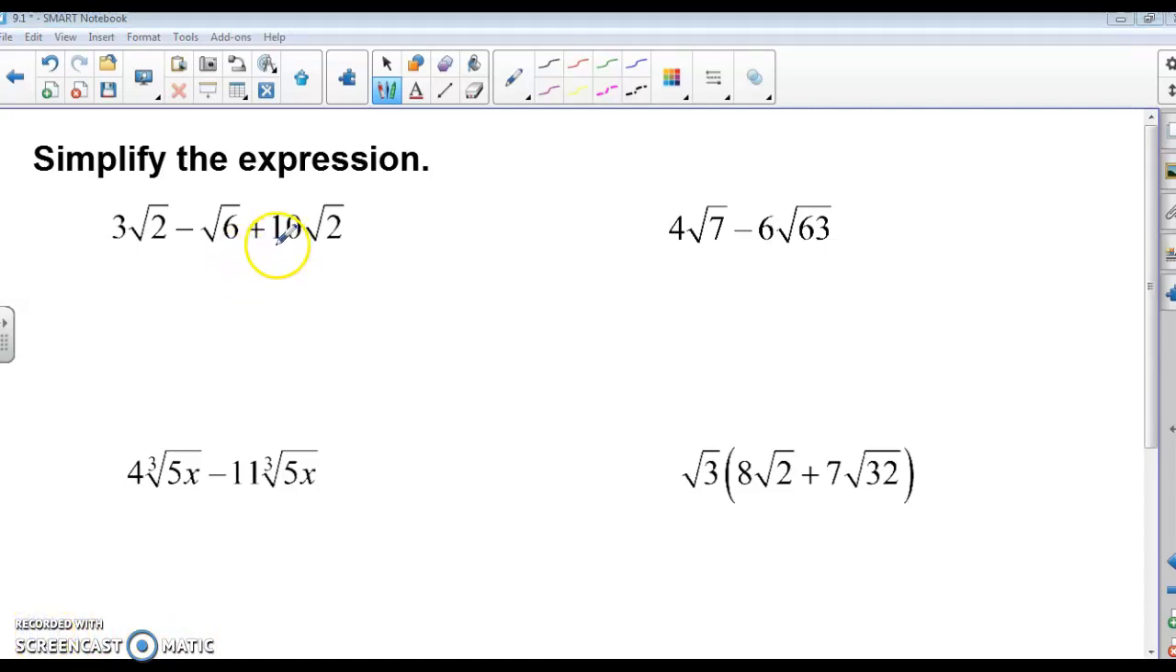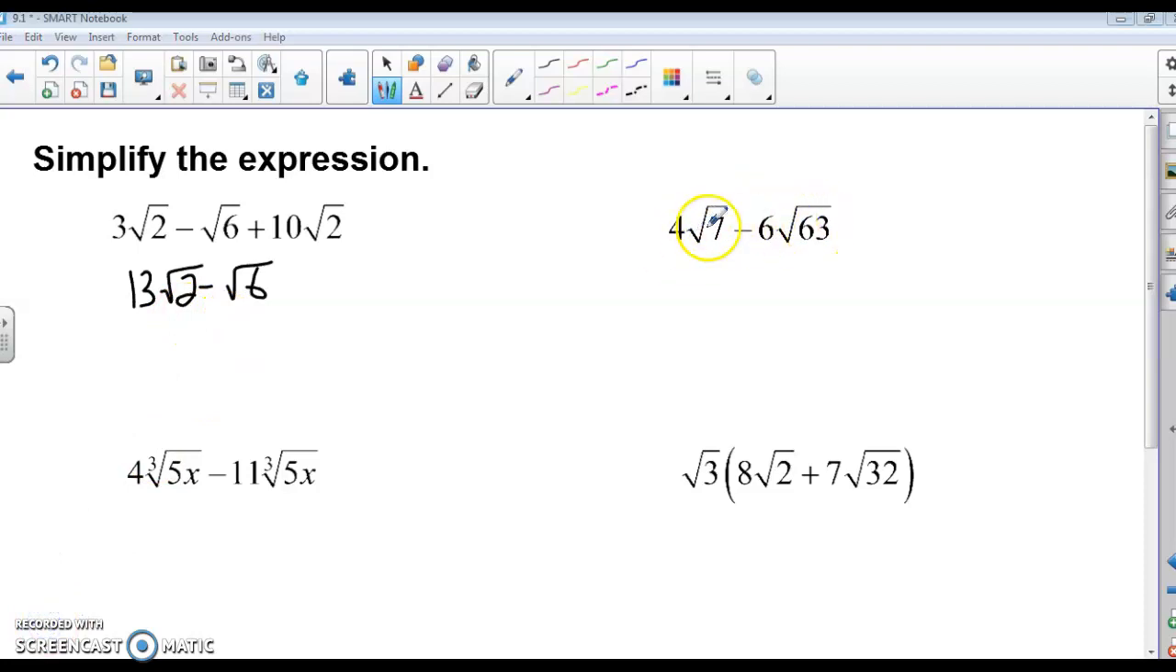Okay, for this one here, we have some like terms already. 3 root 2 and 10 root 2 can be combined to make 13 root 2, minus square root of 6. 6 cannot be broken up. I know you might be saying, well, what about 3 and 2? Well, neither one of those is a perfect square, so we can't separate those because it doesn't have a perfect square factor. So our final answer would just be 13 root 2 minus the square root of 6.